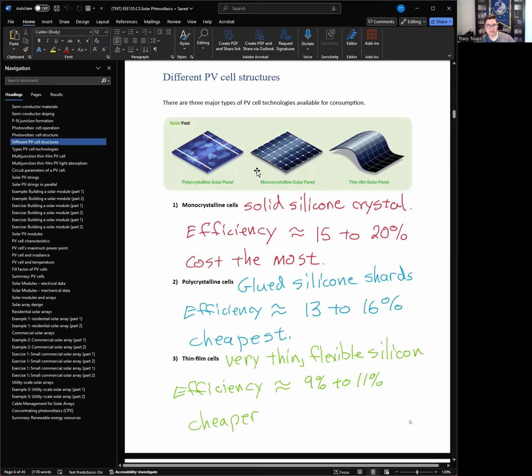So the first two, they're pretty solid, meaning you can't bend them. If you bend them, they shatter and break. If you try to bend plastic, it eventually cracks. Same thing here. The third one, thin film, this is actually kind of wavy.